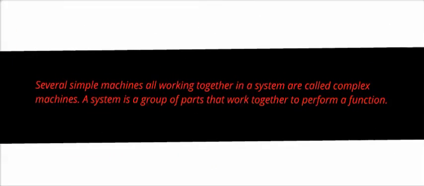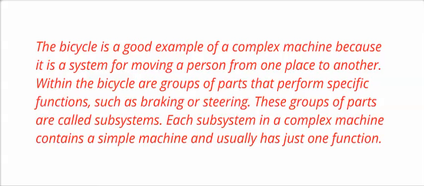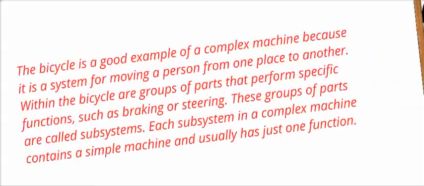Several simple machines all working together in a system are called a complex machine. A system is a group of parts that work together to perform a function. A bicycle is a good example of a complex machine because it is a system for moving a person from one particular place to another. Within a bicycle are groups of parts that perform specific functions, such as braking or steering, and these groups of parts are called subsystems. Each subsystem in a complex machine contains a simple machine and usually has just one function.